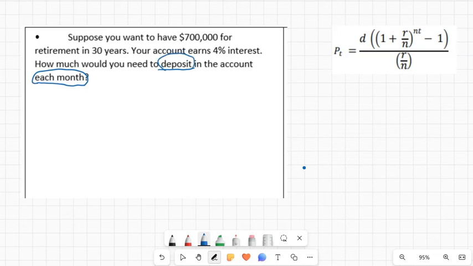So this is different from our lump sum savings, the compound interest problems, because we're depositing each month. The compound interest problems might use the word deposit, but they don't follow up with each month. They might have interest compounded monthly, but that's not the same as the deposit rate each month. So we have a different formula.